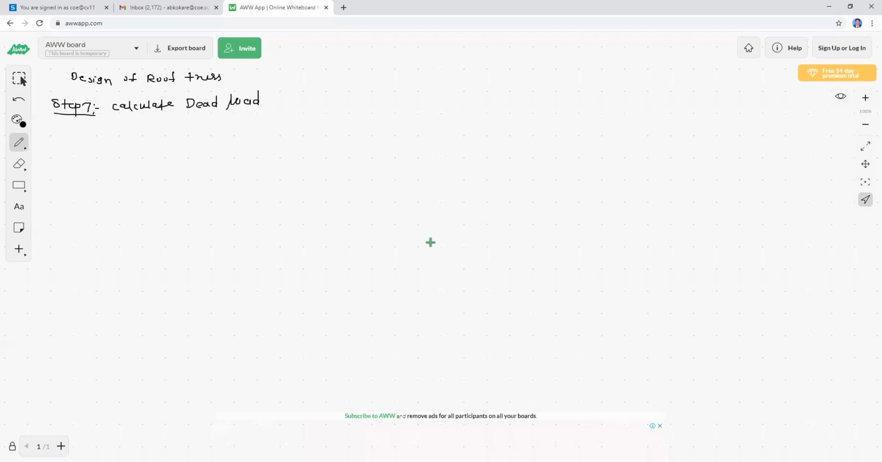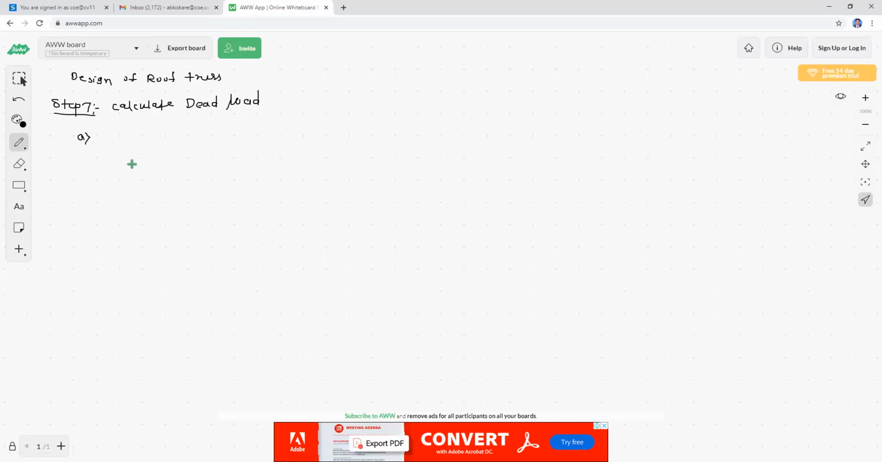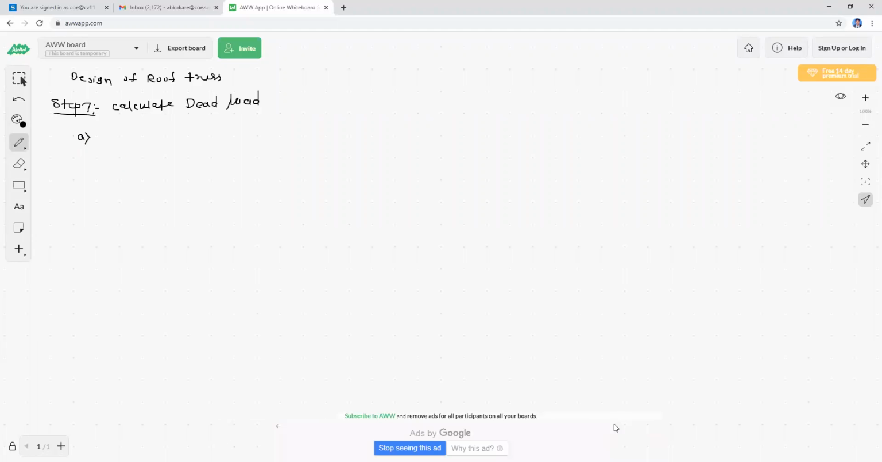So basic terminologies we have calculated up to step number 6, and step number 7 is the calculation of the dead load. There are 4 types of dead load coming on the roof truss that we have to consider while designing it. The first load is the weight of truss. We can calculate the weight of truss using the formula span by 3 plus 5, into 10, Newton per meter square.